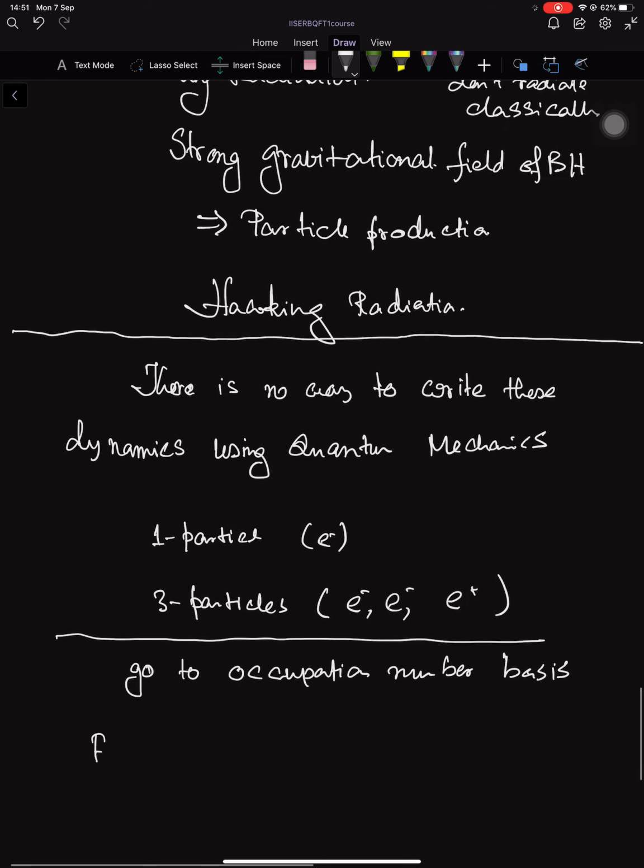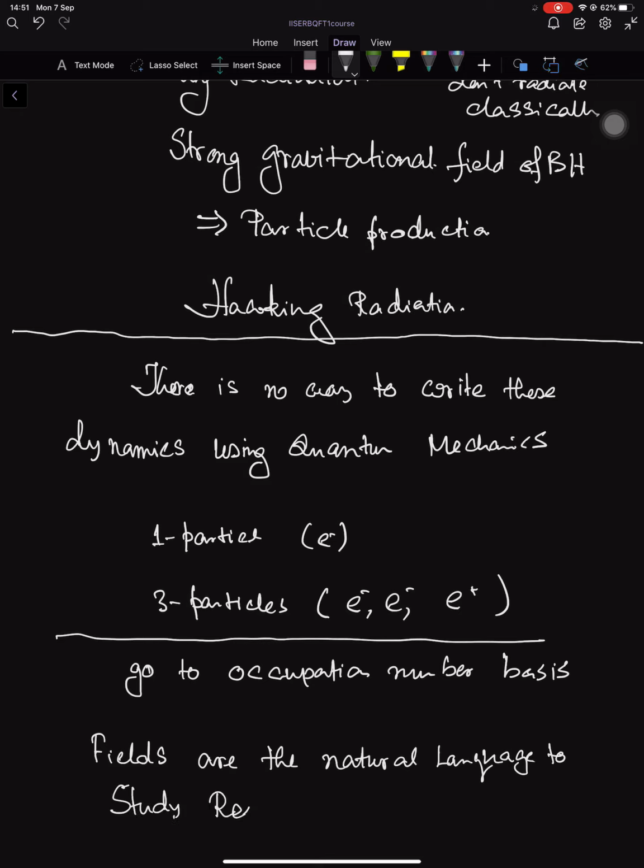So fields are the natural language to study relativity and quantum dynamics together.